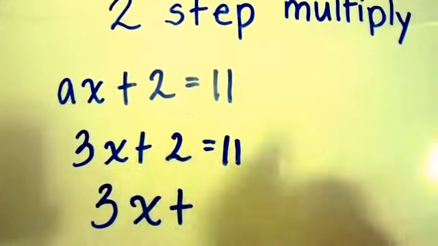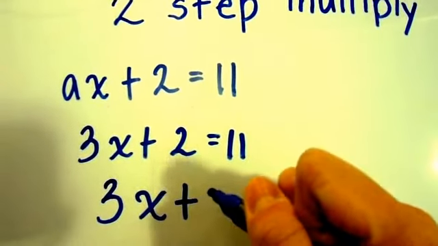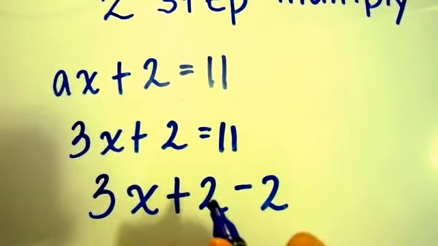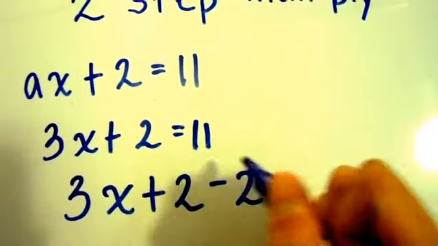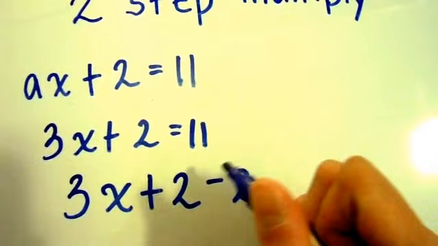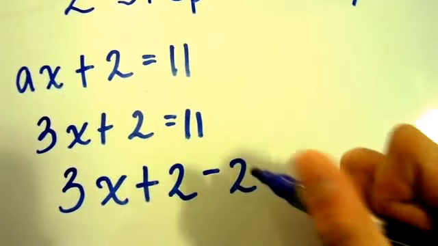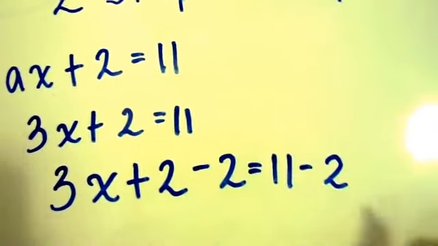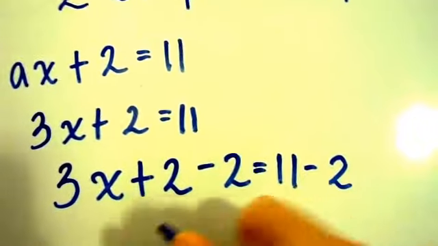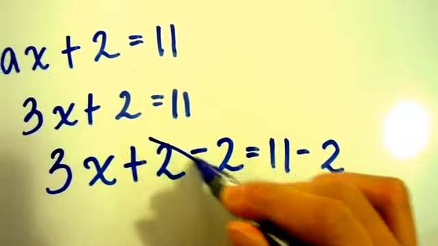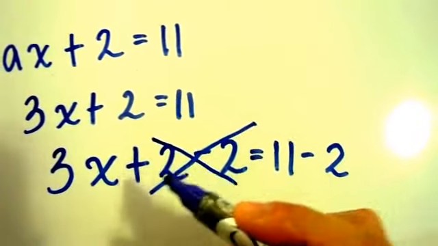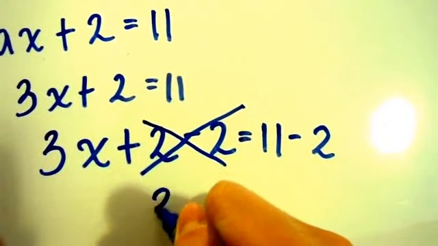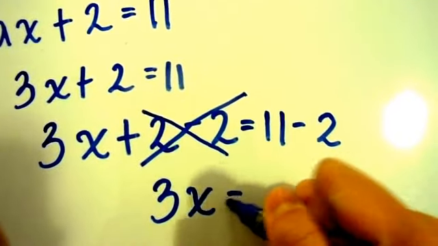So canceling the constant means making a zero pair. That's positive 2, and the opposite of that is negative 2. And then we do the opposite operation on both sides. So 11 would become 11 minus 2. And now we subtract. So 11 minus 2 equals 9. This is saying to cancel the constant. So now we have done that. Now we got 9. And we simplify. So 3x equals 9.